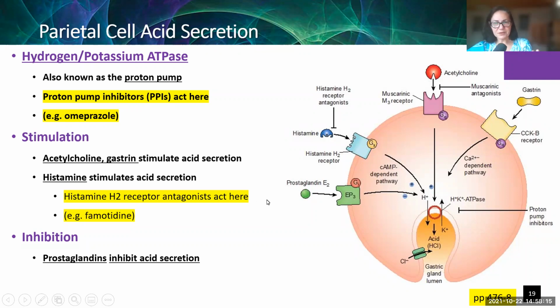So there are receptors. Let me see if I can find it quick. Okay, here, there's a histamine receptor. So when histamine binds here, it causes more stimulation to make more acid. That's another place for an inhibitor. So the H2 receptor antagonists, this is where they act. They say, don't stimulate the proton pump. And these are medications like famotidine. All right, so both of these act to make less acid.